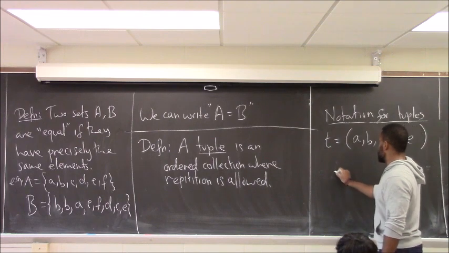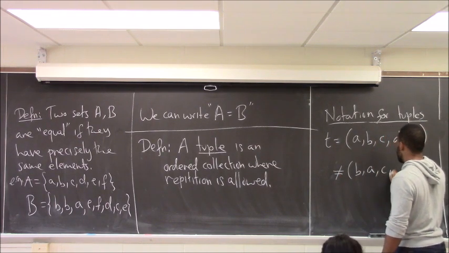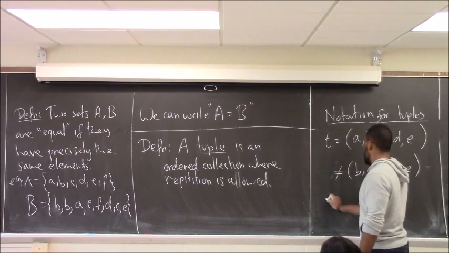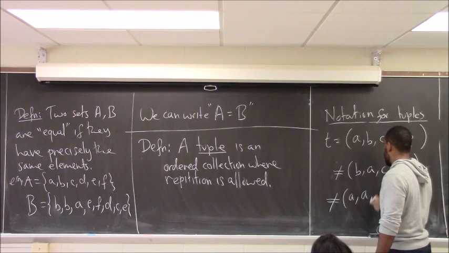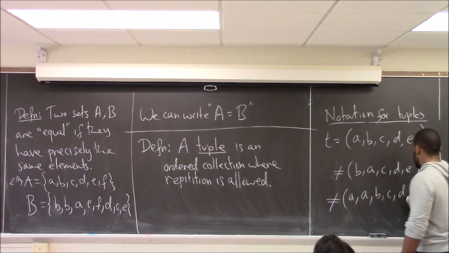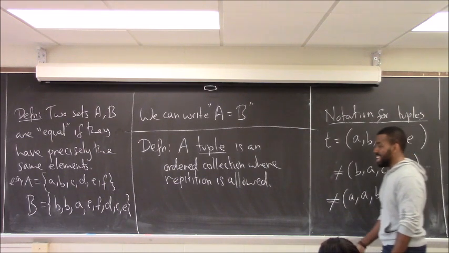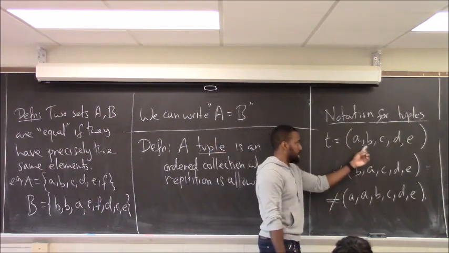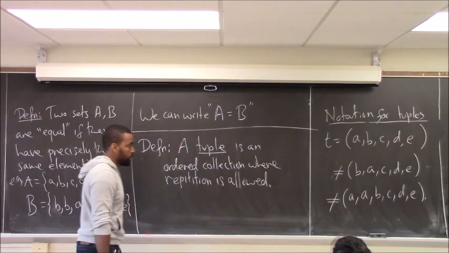I want you to realize that this is not the same as me putting the B first, then the A. It is also not the same as me repeating the A twice and then putting everyone else. This kind of object cares about repetition, and it cares about the order. There is a first element, and a second element, and a third element, and these positions aren't malleable, right?